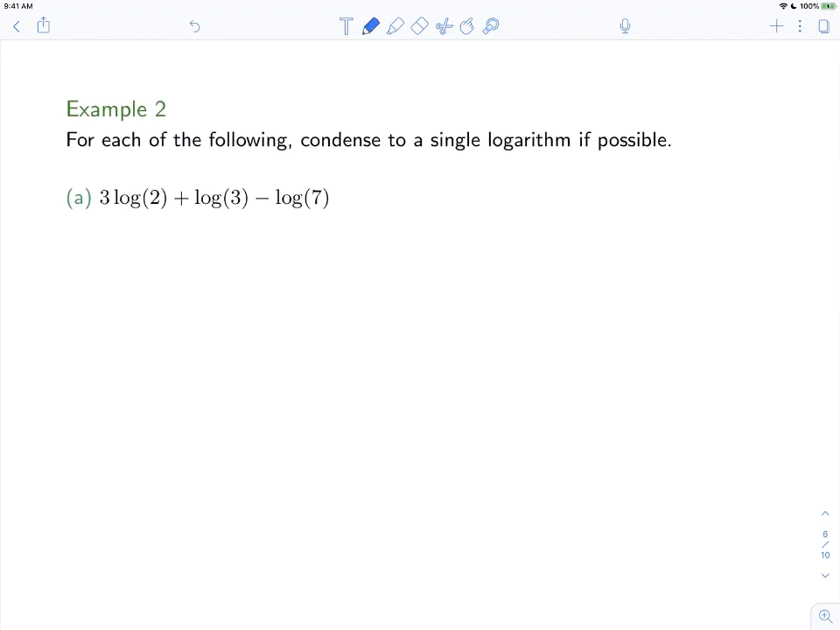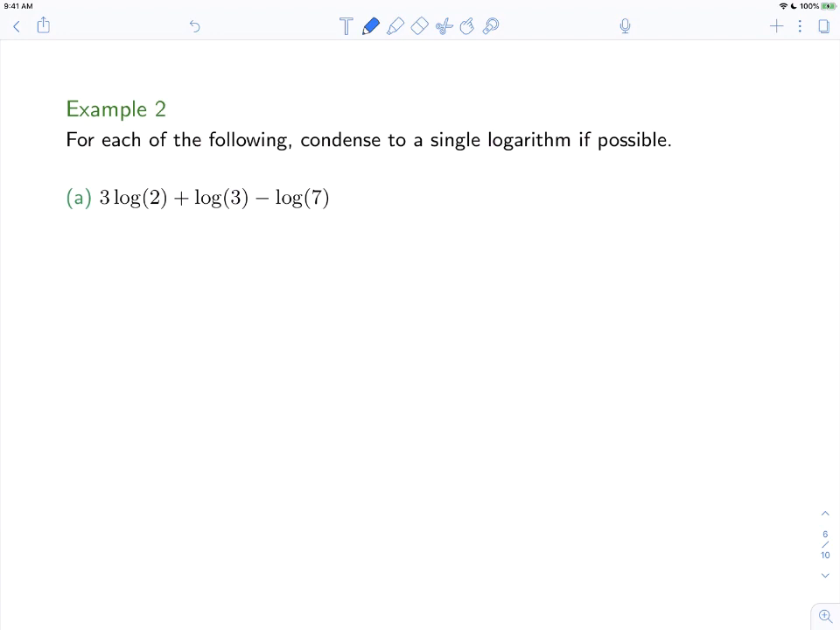For this example, we're going to do the opposite. For each of the following, we're going to condense into a single logarithm if possible. So we start out with several logarithms and we're going to combine them. This is log without a subscript, so that's understood to be log base 10.